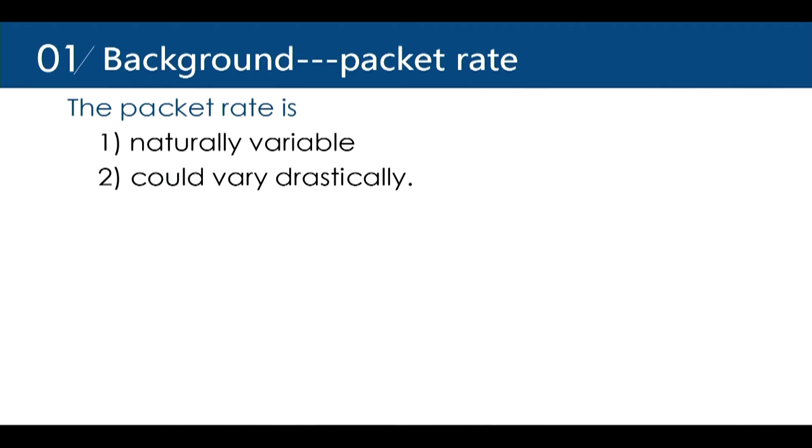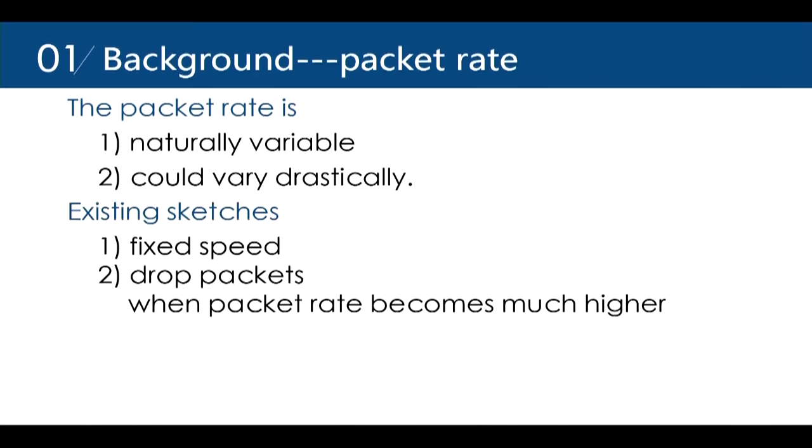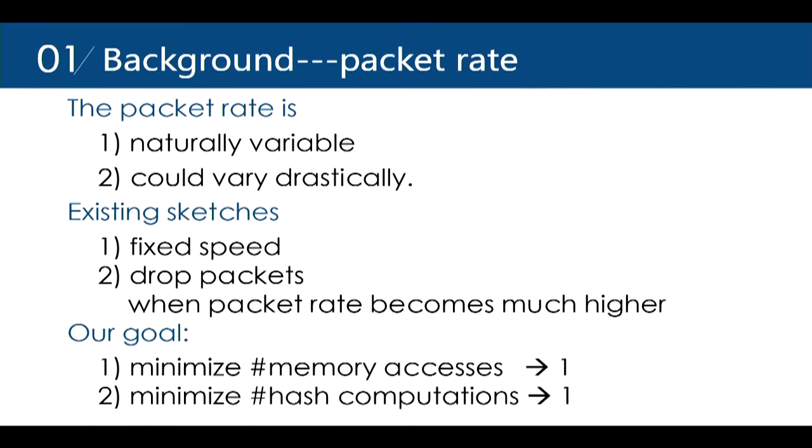The second characteristic is the packet rate. It is variable and could vary drastically. Existing sketches can achieve constant speed, but will drop packets when the packet rate is very high. Our goal is to minimize the number of memory accesses to one and minimize the number of hash computations to one.